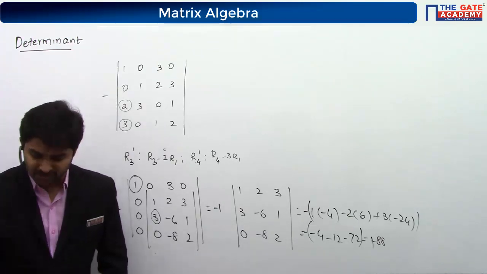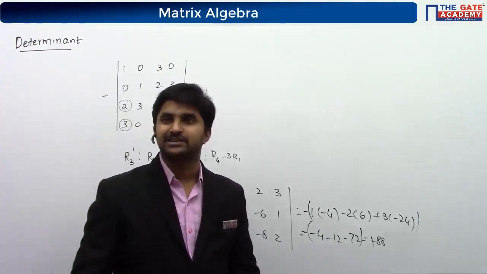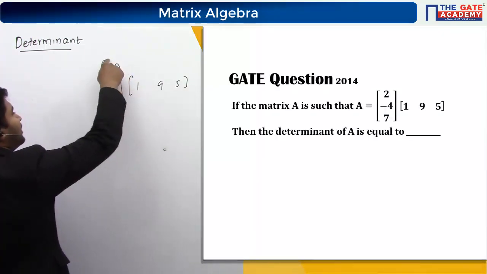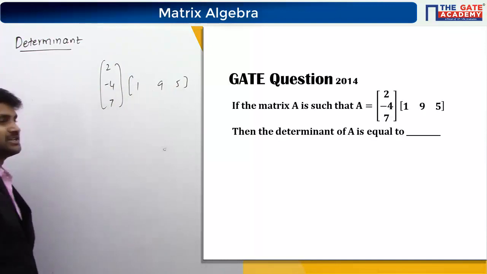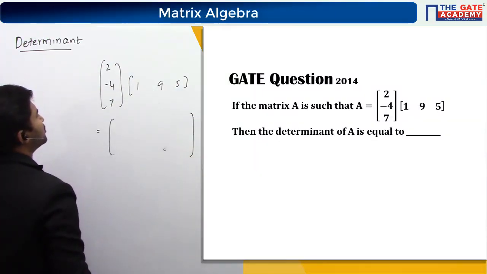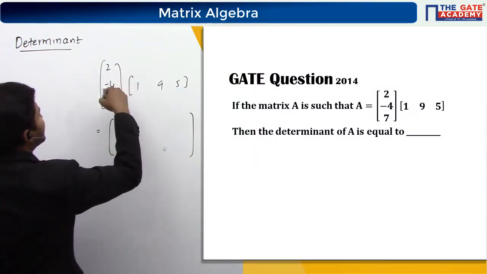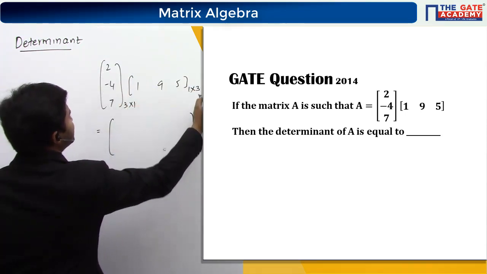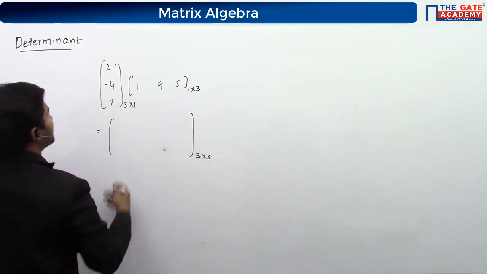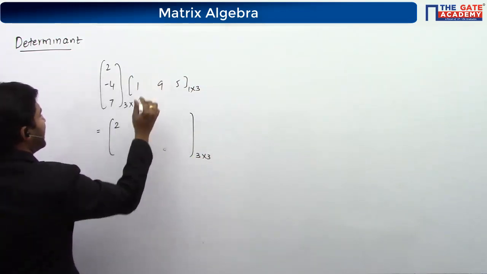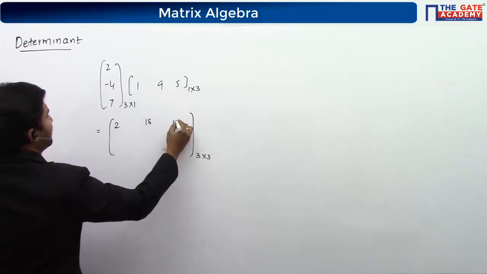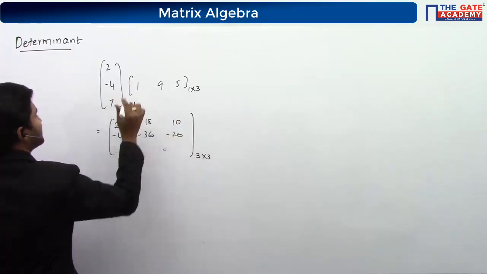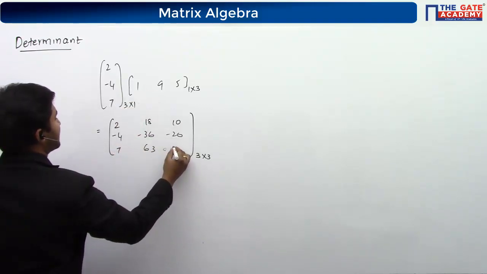It is a very simple question that has been asked in GATE 2014. Here you are having one column, here you are having one row. So we can call this a column matrix, and this a row matrix. When you multiply both of them, here we are having a single column, so it's going to be 3 cross 1, and here it is 1 cross 3. The resultant is going to be 3 cross 3. So we will have 2, 18, 10, minus 4, minus 36, minus 20, 7, 63, 35.